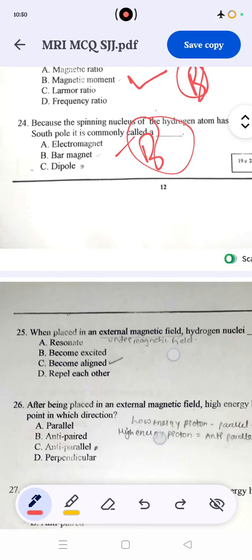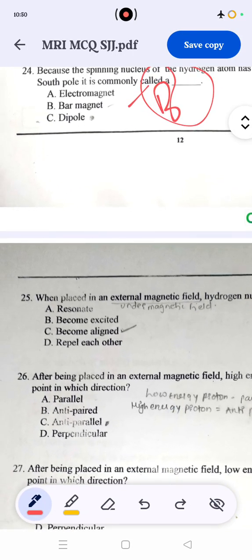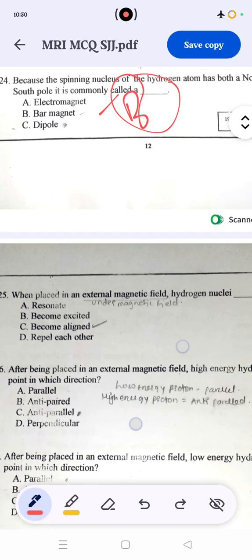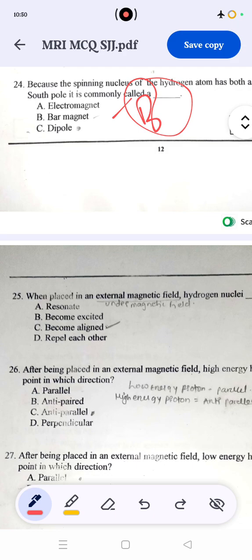Then in an external magnetic field, the hydrogen nucleus will become resonant, become excited, or become aligned? It is under a magnetic field. The external magnetic field is a magnetic field, so the nuclei become aligned. So the correct answer is C.